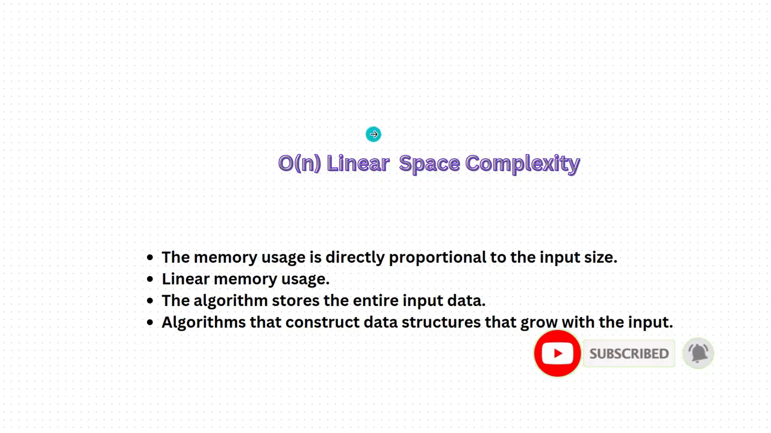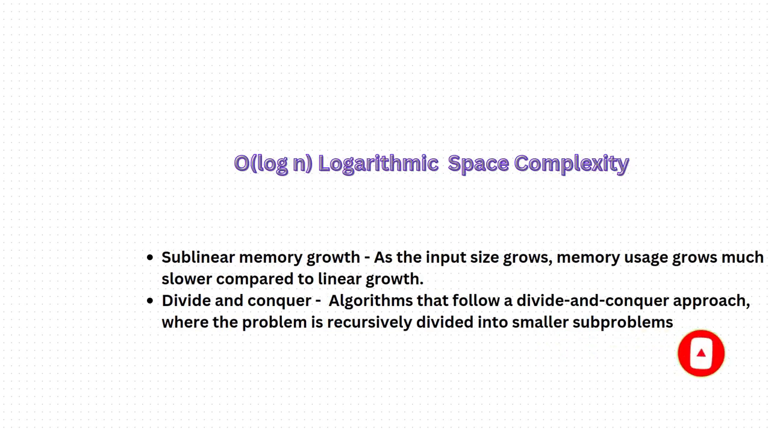So alright guys, the next one we want to look at is the logarithmic space complexity. For this algorithm, to determine the space complexity, the first thing you will see is a sublinear memory growth. What does it mean? This means that as the input size grows, the memory usage grows much slower compared to linear growth. So it is not directly proportional to the input size. It is like half of the growth. I'm going to give a more clear example.